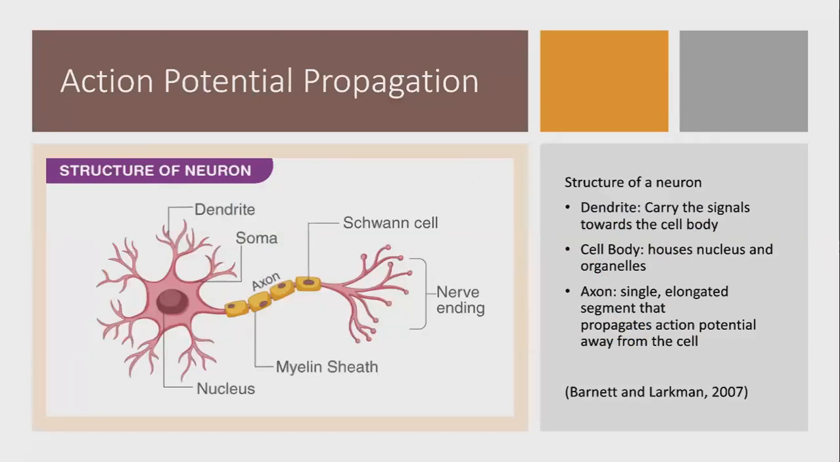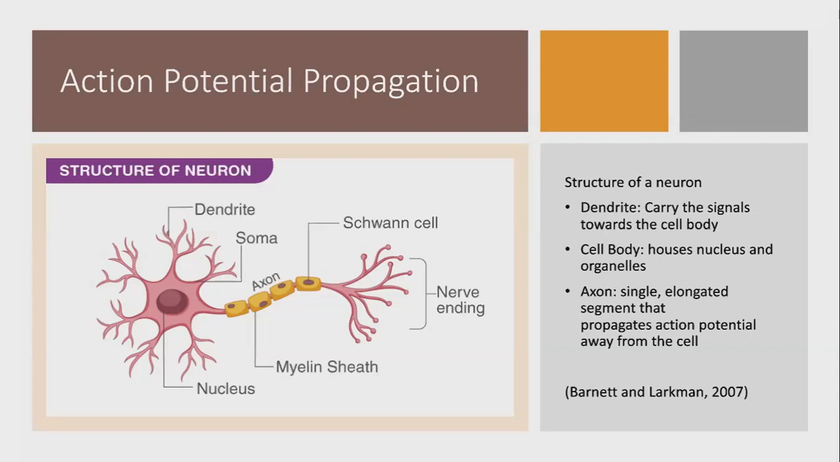All right, so action potential propagation. You have this action potential is created. Now it's going to start flowing and moving so that it can send the message to where it needs to go. So the first thing we need to talk about is the structure of a neuron. You have the dendrites, which are these extensions. These are going to carry signals towards the cell body, so signals that they're receiving from outside of the cell. The cell body is where the nucleus and the organelles are housed. And then that attaches to the axon, which is a single elongated segment that will propagate the action potential away from the cell towards where you need that message to be going.